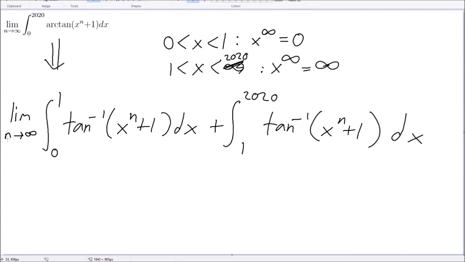Now, if you plug in n to infinity here, between 0 and 1, x to the n is equal to 0. So this is inverse tangent of 0 plus 1, which is equal to inverse tangent of 1, which is equal to pi over 4. So it's pi over 4, right? And then here, from 1 to 2020, in this domain, x to the power of n, if you plug in infinity, is going to become infinity. So this whole thing is going to be infinity. Inverse tangent of infinity is pi over 2.